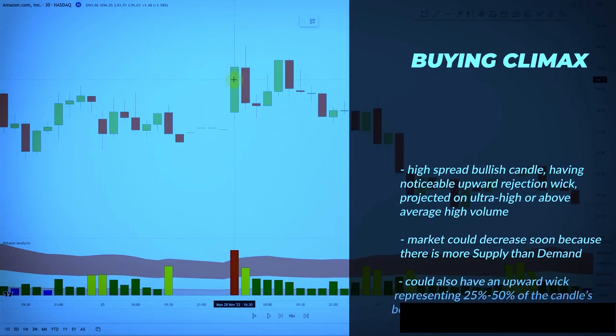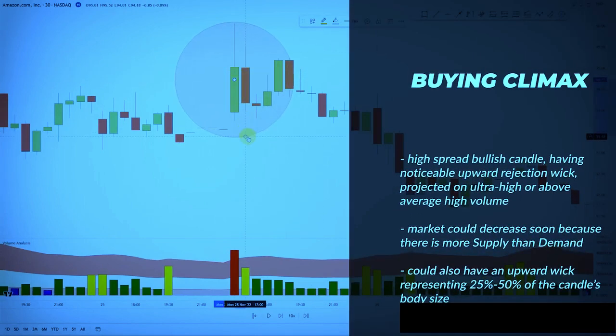Next is the buying climax. The buying climax appears as a high spread bullish candle, having a noticeable upward rejection wick, projected on ultra-high or above average high volume. This signals that the market could decrease soon because there is more supply than demand. Buying climax could also have an upward wick, representing 25 to 50% of the candle's body size.